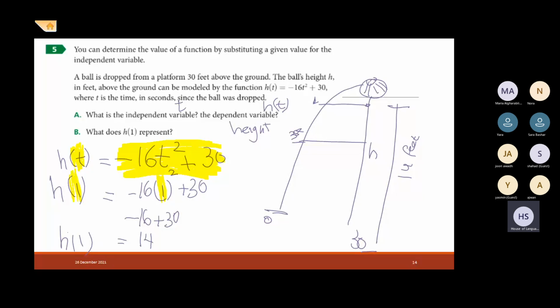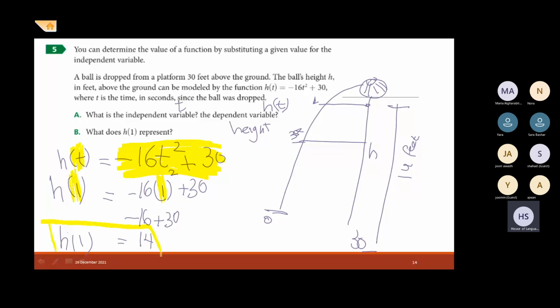Negative 16 plus 30. Negative 16 plus 30 is what? Positive 14. What does it mean? This is the value here. That means h of 1 is 14. This is in math. Now, what does it mean in physics?